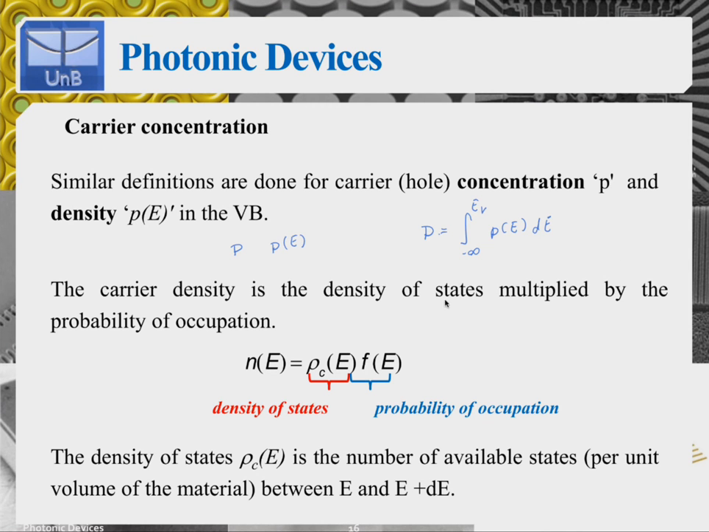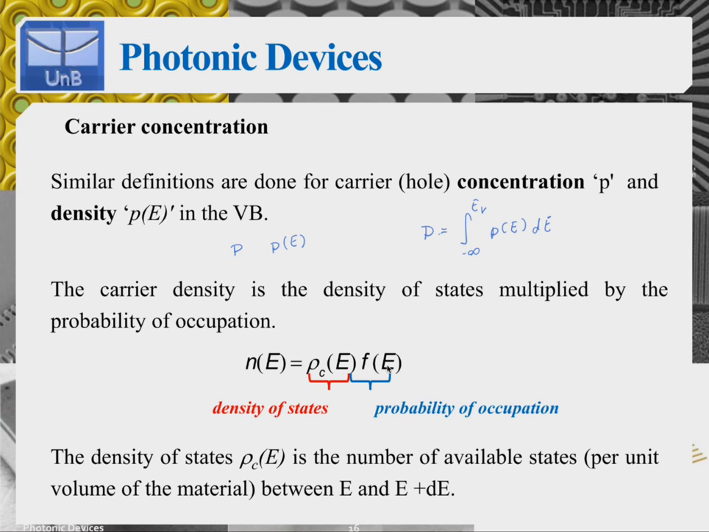Now we're going to define two new quantities associated with the carrier concentration. So let's talk about electrons for a minute here. The electron carrier concentration can be written as the product of the density of states in the conduction band, rho c of E, multiplied by the probability of occupation, f of E.